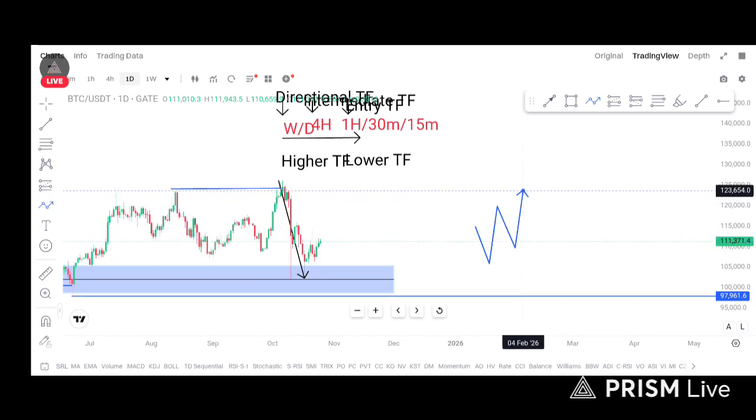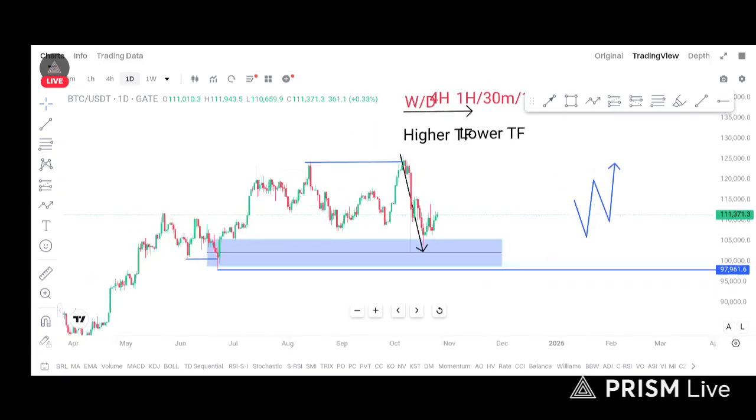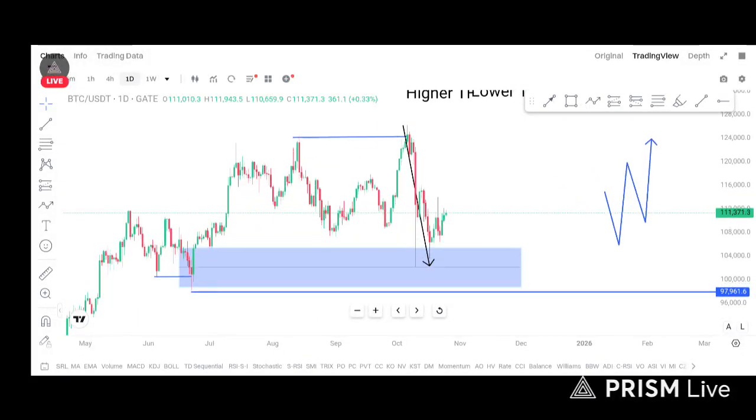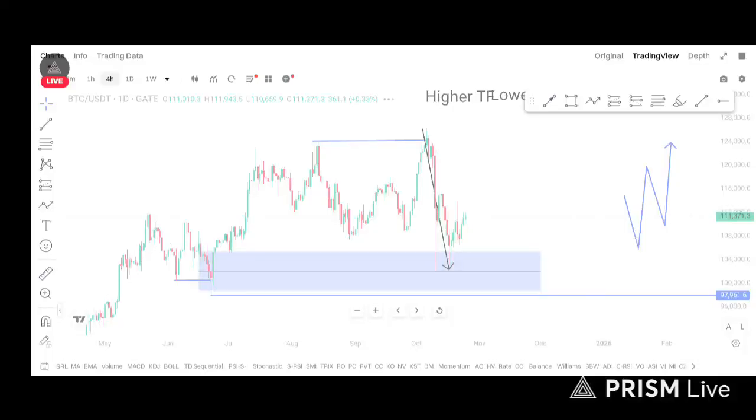Market must break 2 times. Okay, market must break 2 times to confirm that the market is already changing direction. So we have seen what we want here. We have gotten the details we want on this time frame, so we move to the next time frame lower, which is our 4-hour time frame.